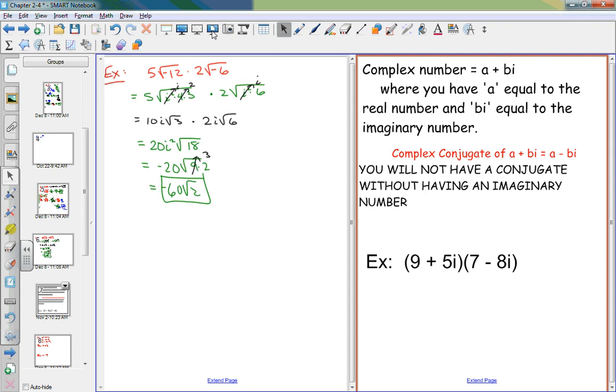Now, what's the important part here that I need you to remember? Complex conjugates. Complex conjugates mean that the real number stays, but the conjugate would imply that the imaginary number changes its sign. So if it was positive, it becomes negative. If it was negative, it becomes positive.